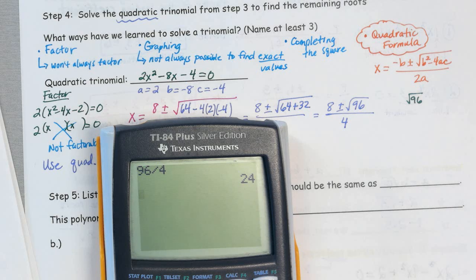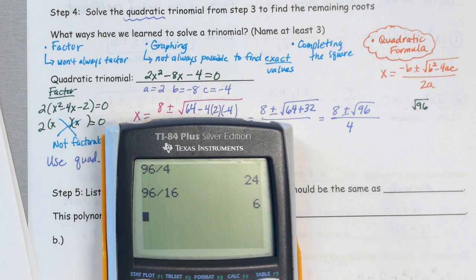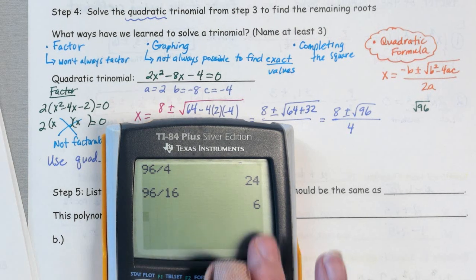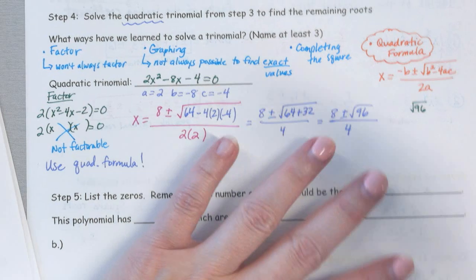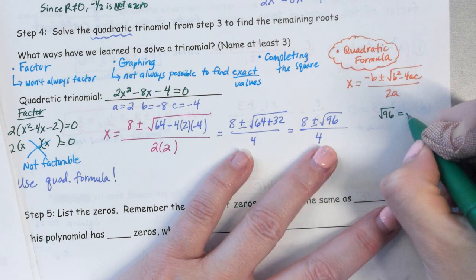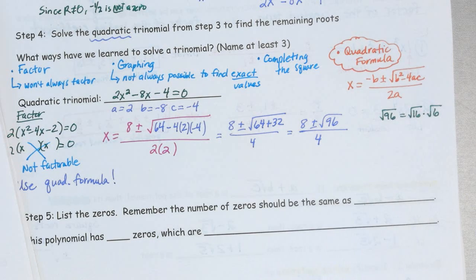Okay, 4 goes into it, great. But 24, what's the perfect square in 24? 4. So there's a bigger number that goes in there. What's 4 times 4? Okay, so let's see if 16 goes in there. Yay! It does, 6 times. So that means the square root of 96 is the same thing as the square root of 16 times the square root of 6.